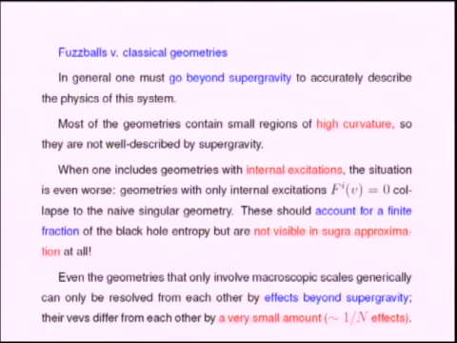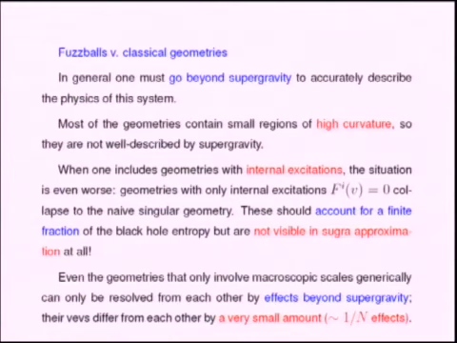In fact, when you include geometries with only internal excitation, this was the case where the D1, D5 branes hadn't blown up at all in R4. This was worse, remember, in gravity because they just collapsed to the naive singular geometry. So these kinds of things, according to the map, should account for a finite fraction of the black hole entropy, but they're not visible in supergravity at all.